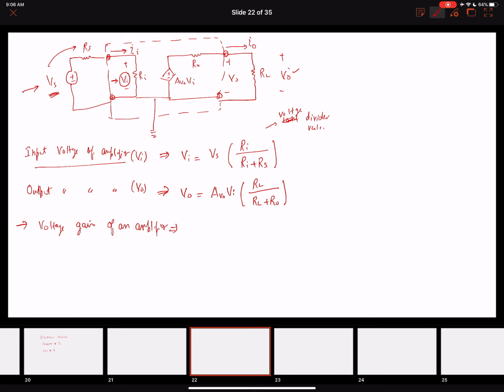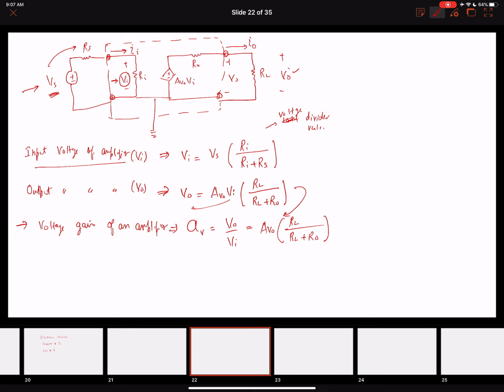Okay, so first let's find the voltage gain of the amplifier. We are going to call it Av, and Av equals V naught over Vi. So this V naught over Vi is the voltage gain of the amplifier. I can easily see it from this equation. I can rewrite this equation here, so Vi can go over here, right? So V naught over Vi equals Avo into RL over RL plus Ro. So this is the voltage gain of the amplifier.